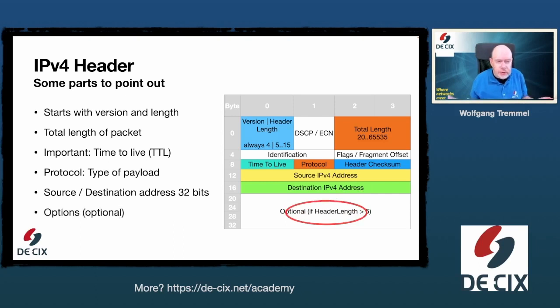Also, we have a so-called optional field, which means it might be there or not, which is a bit of a problem sometimes because this causes the IP header to have a variable length, which is bad if you want to process anything automatically in hardware very fast. IP version 6 has fixed that.